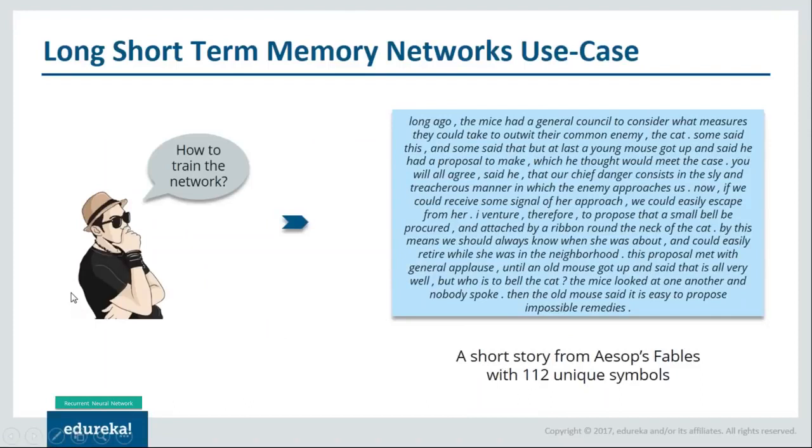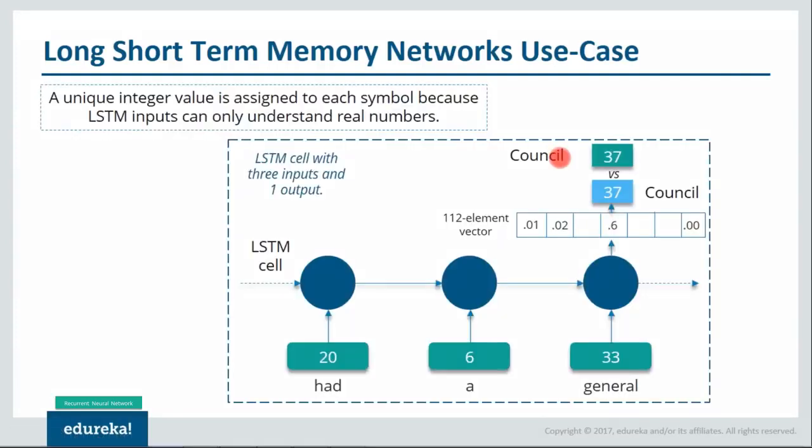So we'll be training our LSTM to predict the next word using a sample short story that you can see over here. All right, so it has basically 112 unique symbols. So even comma and full stop are considered as symbols. All right, so this is what we are going to train it on. Technically, we know that LSTMs can only understand real numbers. All right. So what we need to do is convert these unique symbols into a unique integer value based on the frequency of occurrence. And like that, we'll create a dictionary.